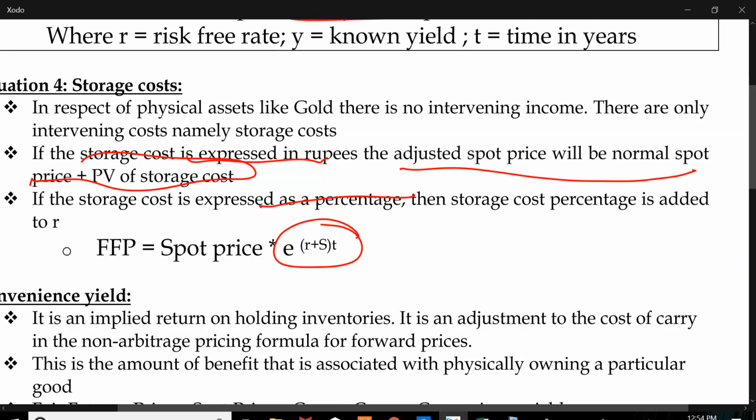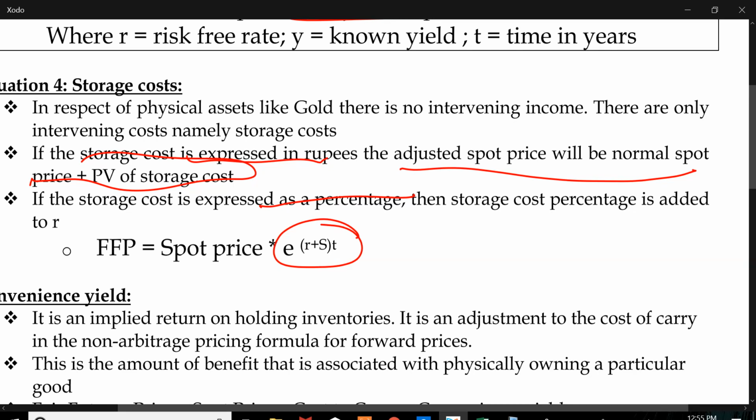So totally five scenarios. One scenario, no dividend, no storage cost, which is spot price into e power RT. The first adjustment comes because of dividend in rupees, then it is spot price minus present value of dividend income. If it becomes a percentage, then it is spot price into e power (R minus Y). Where you do minus Y, you will have to do plus S. Where you do minus dividend income, you will have to do plus storage cost. Clear? Any doubts on this?